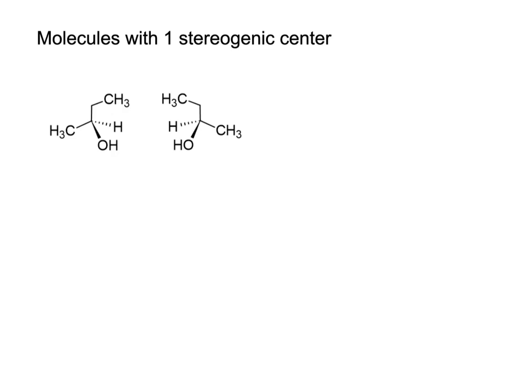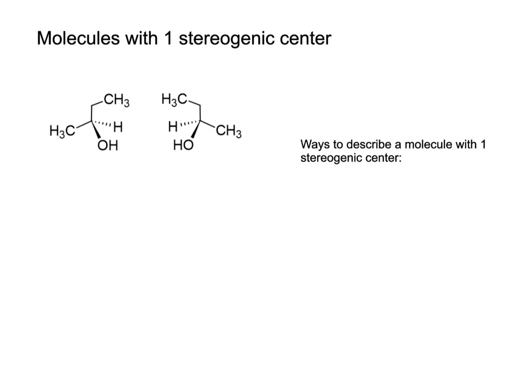Next, let's talk about molecules with exactly 1 stereogenic center. Depicted here are 2 molecules that have the same 4 connections. They are isomers of each other. They are not, in fact, identical. They both have 1 stereogenic center because they have a methyl group, an ethyl group, a hydrogen, and a hydroxide each. So how do we describe these 2 molecules that both have exactly 1 stereogenic center?